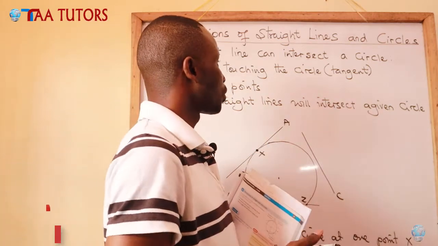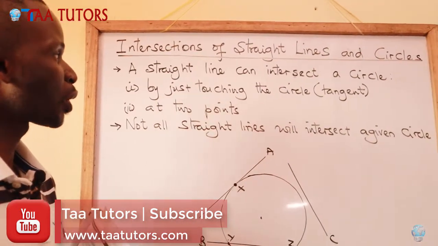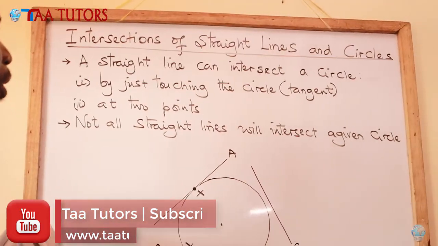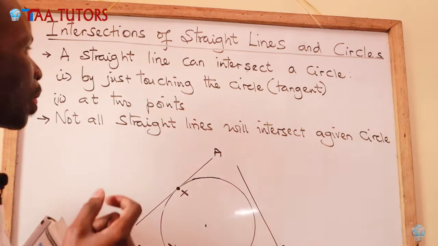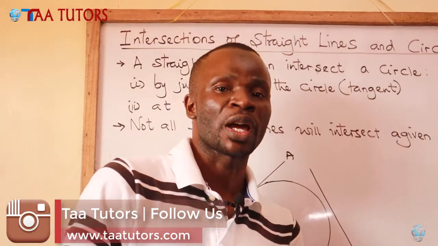Now, just straight to what we did last time. In the previous lesson, we were able to talk about how to calculate the equation of a circle. Today we want to relate equations of circles with straight lines.